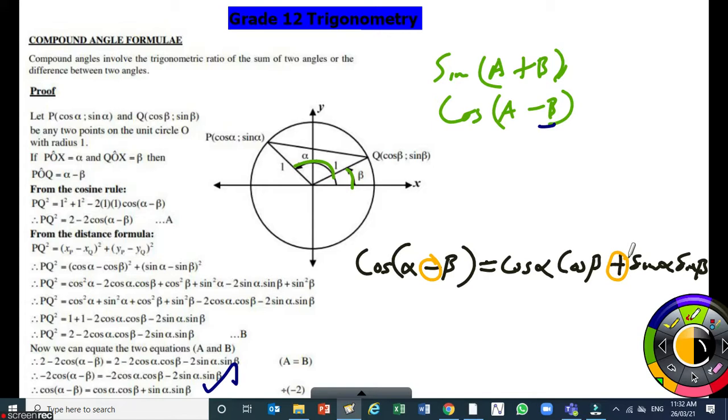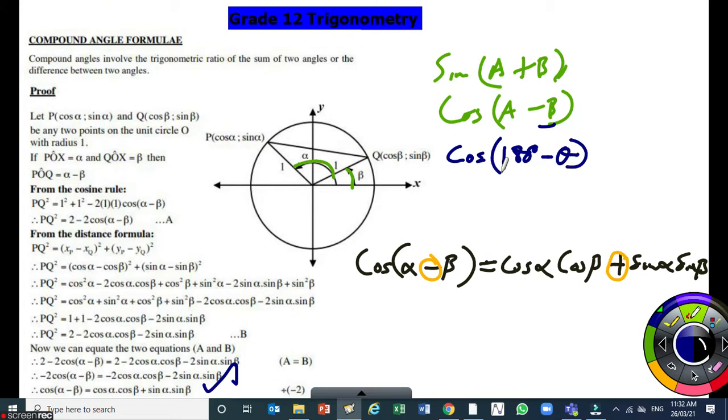Like for example, last year, remember you had something like this. I'm just going to show you this: cos(180 degrees minus theta). Read this. You can use this compound angle formula to find the result of that.